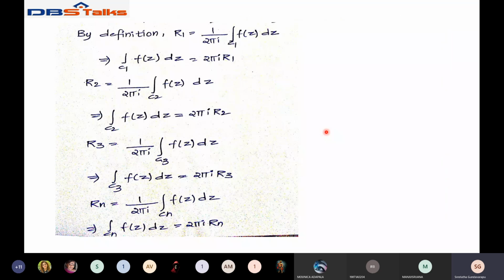By the definition of Cauchy's residue, R1 equals 1 by 2 pi i integral over C1 f of z dz, which implies integral over C1 f of z dz equals 2 pi i R1. Next, for the circle C2, the residue R2 equals 1 by 2 pi i integral over C2 f of z dz, which implies integral over C2 f of z dz equals 2 pi i R2. Similarly, Rn is 1 by 2 pi i integral over Cn f of z dz, which implies integral over Cn f of z dz equals 2 pi i Rn.